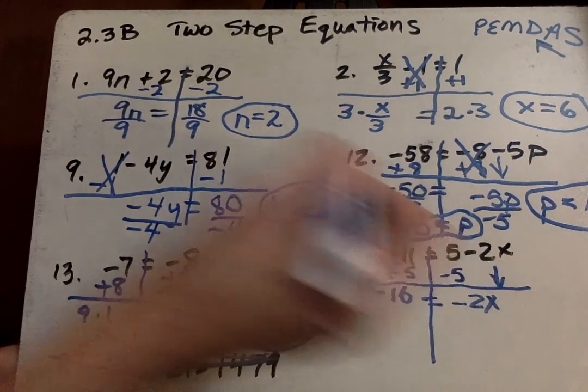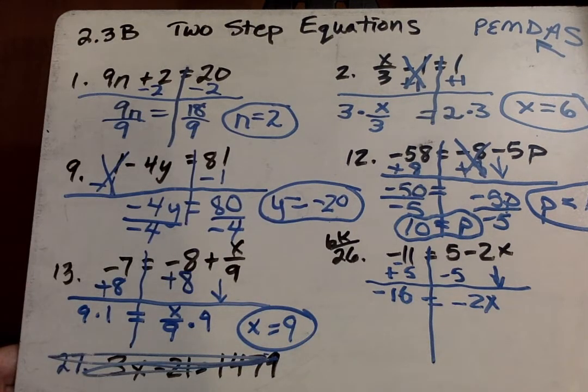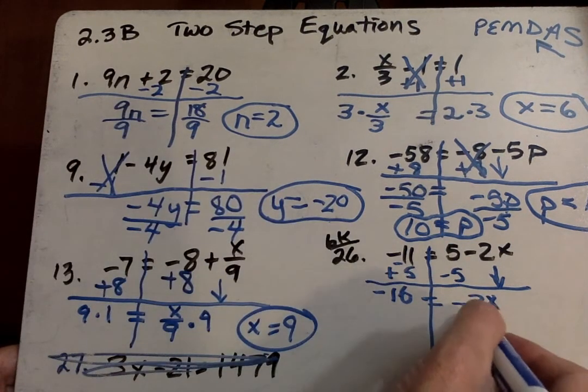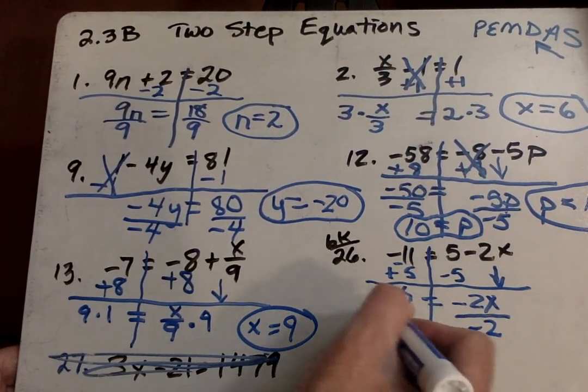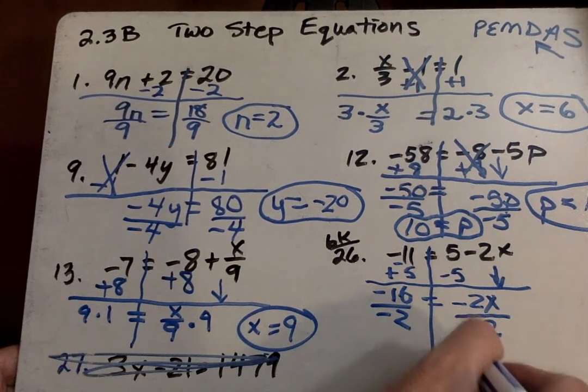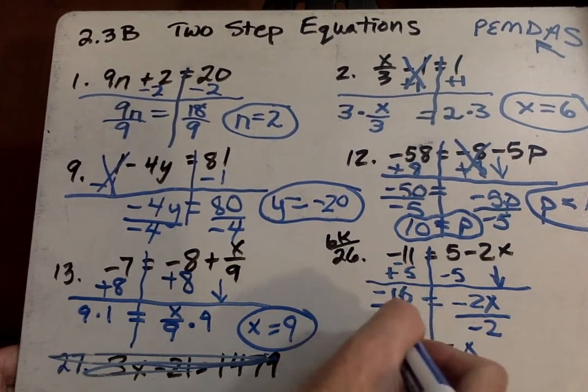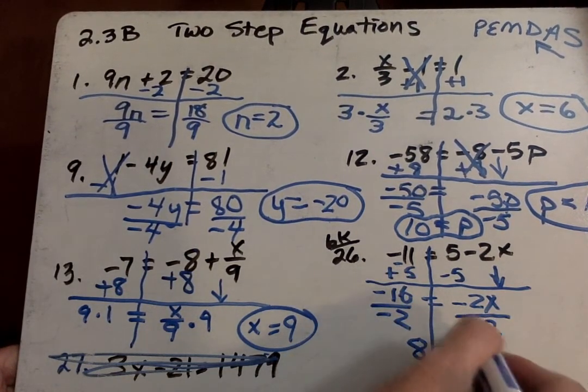And then this is negative 2 times x. It is not subtract 2. So since it's times, the inverse operation is divide by negative 2. Negative 16 divided by negative 2 is 8.